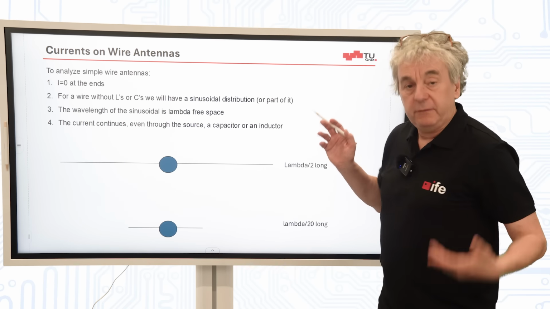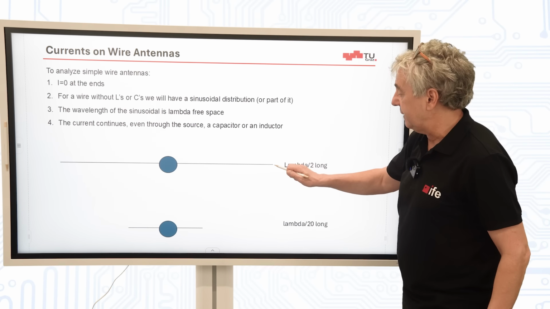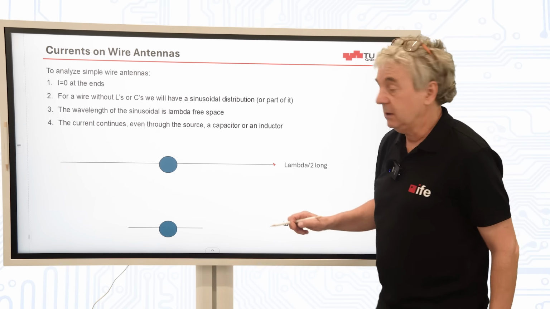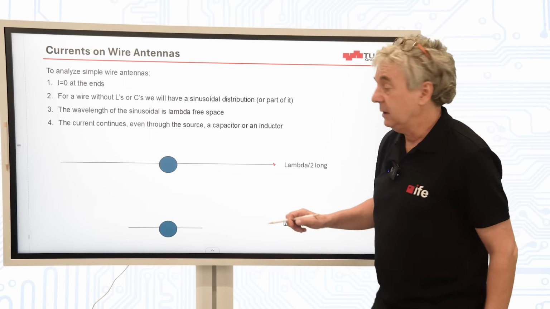Here's a wire antenna, and this one is lambda/2 long. Now if a current flows here, the current must be 0 at the ends, simply because there's no metal anymore. It must stop. The next is that the current is continuous. For example, the current which flows in here must be the same value here. Or if you put an inductor here, the current will be the same. So the current is continuous.